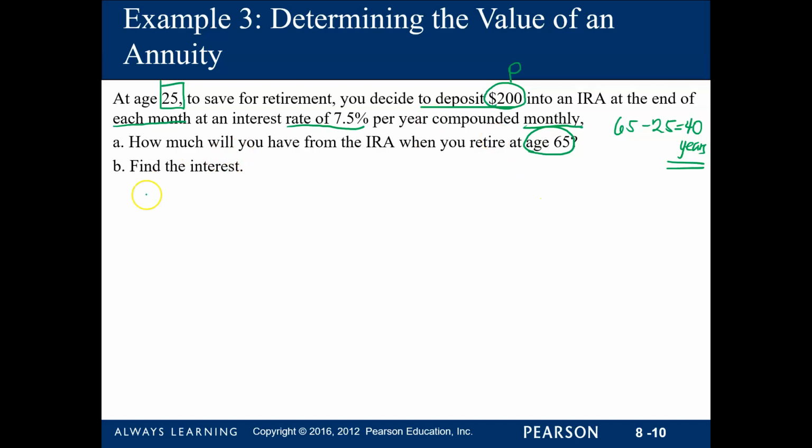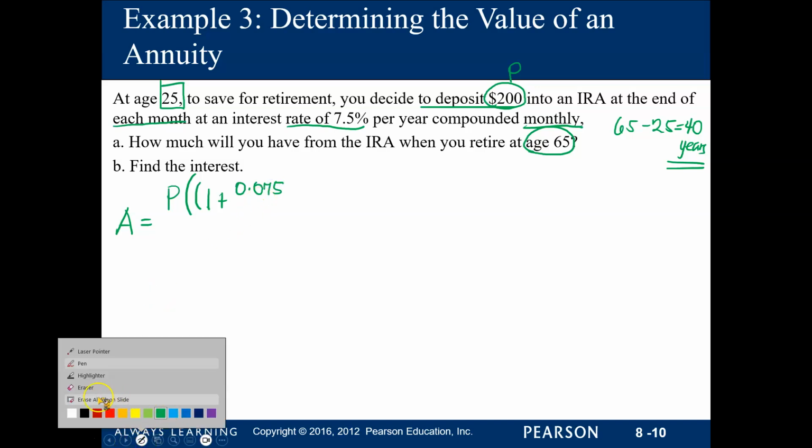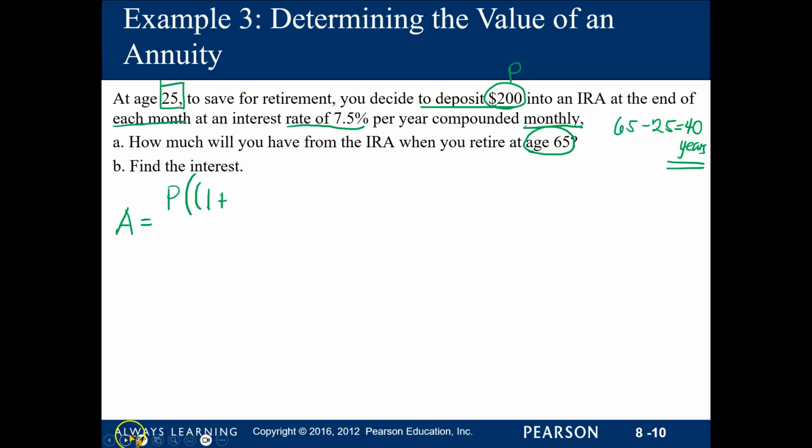All right, so using our formula, A is equal to P, let's use the giant parentheses, okay? 1 plus R over N, oops, sorry, my bad. Let's not use our values yet. Let's just go over the formula first, okay? R over N raised to NT, okay? And then you have minus 1 at the end here, okay? All over R over N. That is our formula, okay? So let's replace our values.